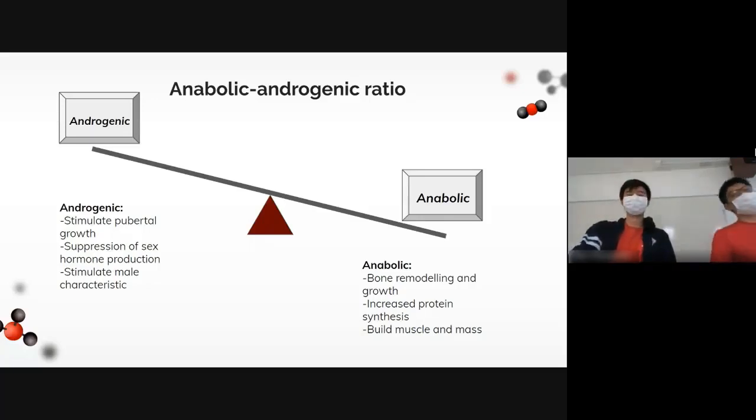After that, they kill the rat after some time. Then they measure the rat's muscle mass as well as its seminal vesicle mass to see how much effect the drug has on the rat. And the baseline of this ratio is actually testosterone. So testosterone is taken as the base, and then for any kind of drug, the potency is compared to testosterone as a baseline.